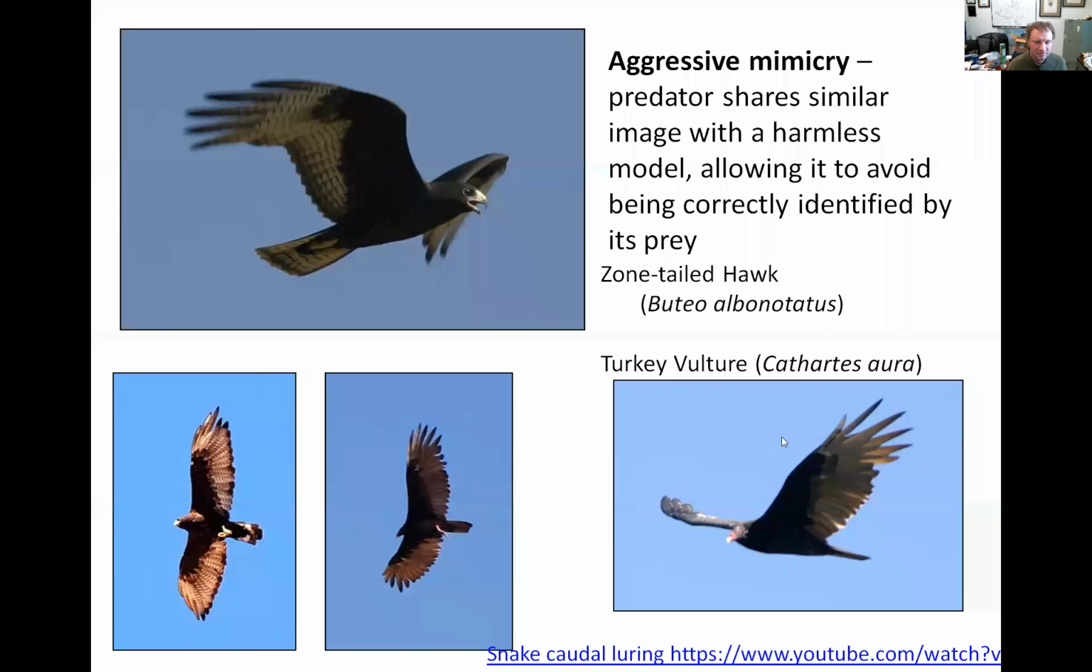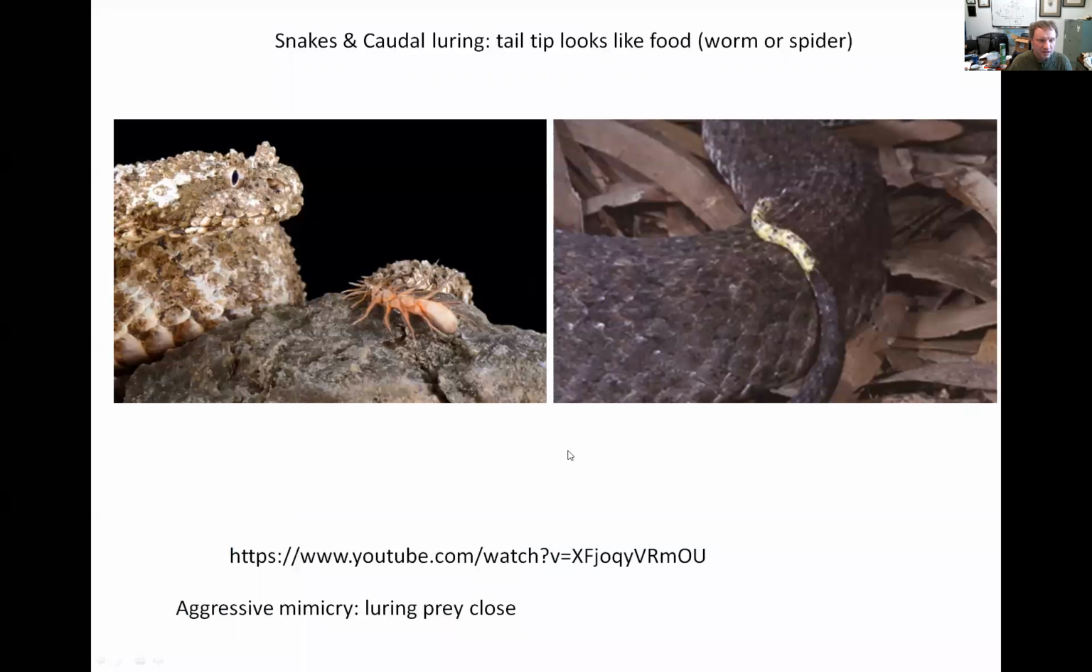All right, so anyway, that's another example of aggressive mimicry. Here's what that tail looks like on that viper. Lots of snakes, the tip of their tail is brightly colored, and the snake will move it back and forth to twitch it around like it's a worm. The spider-tailed viper's tail is particularly impressive to look at, but many species of snake do that. It's not just this one species.